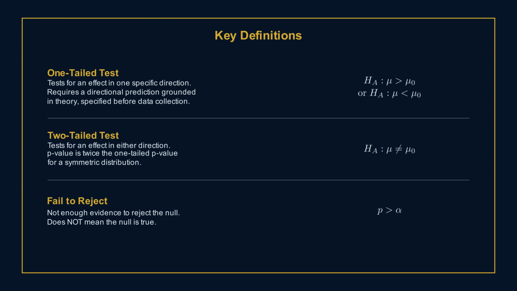The tail choice determines how the p-value is computed. A one-tailed test counts only the probability in one direction which your theory predicts. A two-tailed test counts both directions, which makes the p-value larger and the threshold harder to clear. A one-tailed test is correct when theory gives you a directional prediction before you see the data.